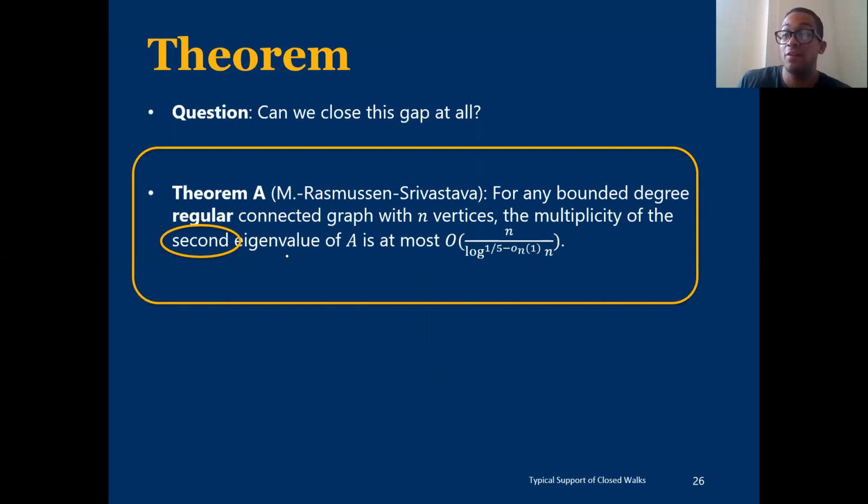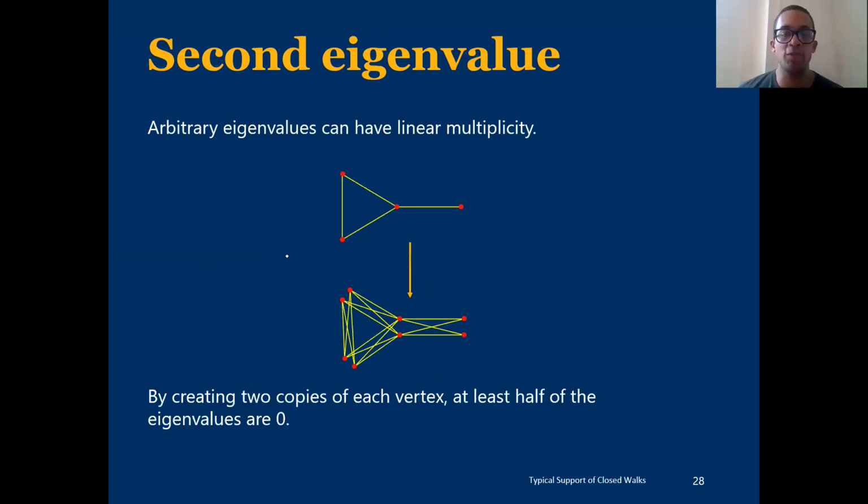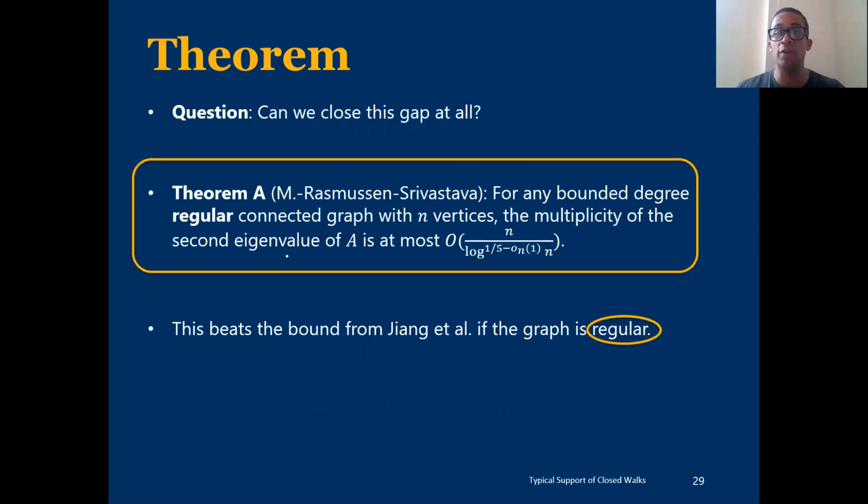Okay, so what about the second eigenvalue? Well, arbitrary eigenvalues can have linear multiplicity. One way to see this is that if I take a graph and then I create two copies of every vertex, and I connect the graph accordingly, then at least half of my eigenvalues are now 0. So we really need to think about the edge of the spectrum rather than an arbitrary eigenvalue. Okay, so once again, this beats the Zhang et al. Result when our graph is regular. But at the end of the talk, I'll talk about how we can remove this requirement of regularity.